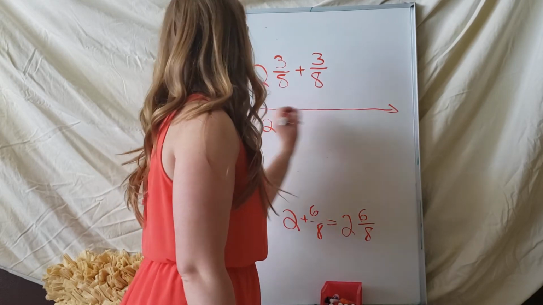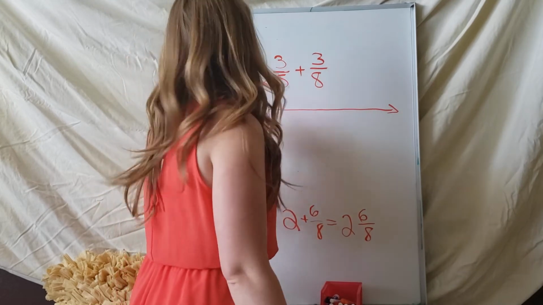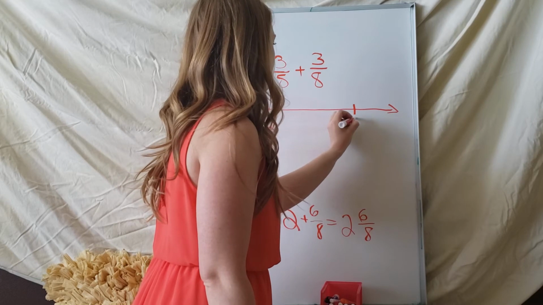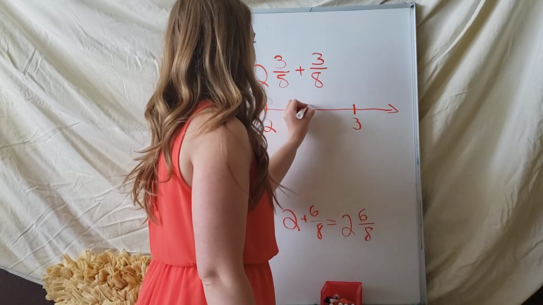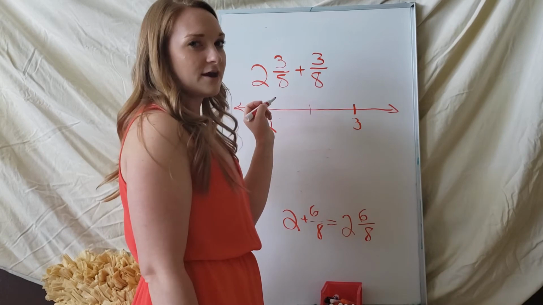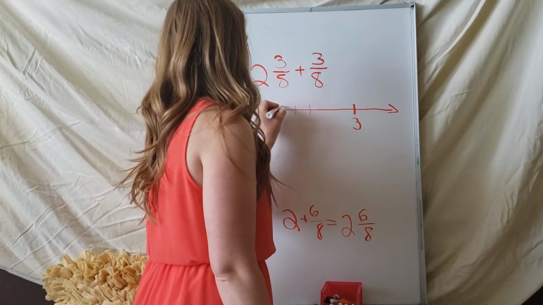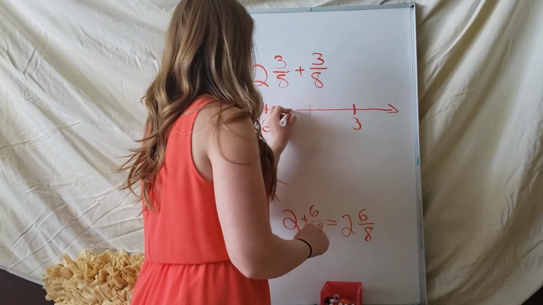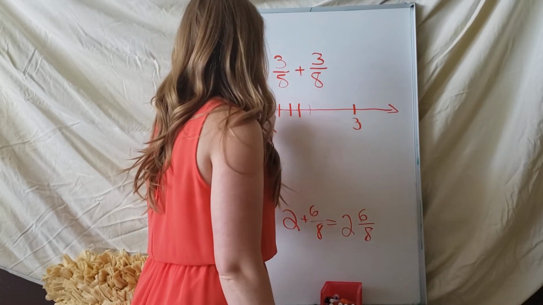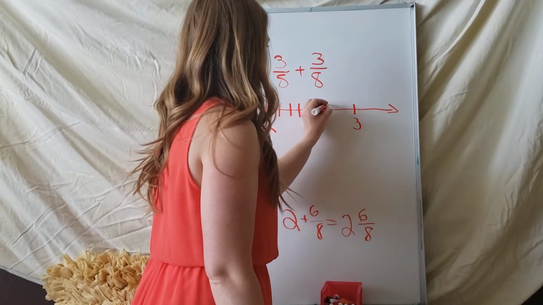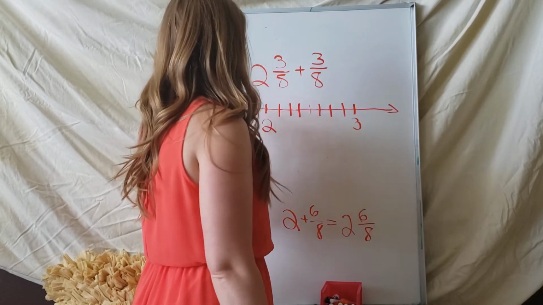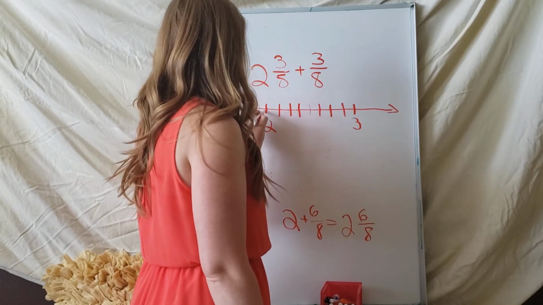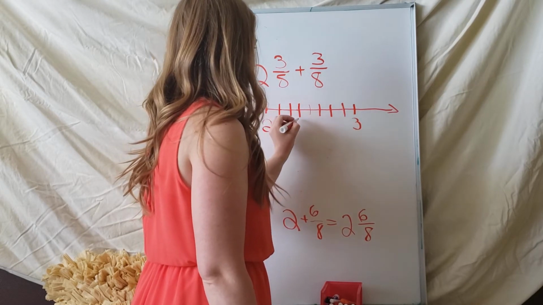And I'm going to draw it like that. And then I have to do another number. So my next whole number would be 3. And now I have to divide it into eighths because that's the fractional unit we're working with. 1, 2, 3, 4, 5, 6, 7, 8. So if I start with 2 3/8, I have 2, I need 1, 2, 3/8. That's where I'm going to start.